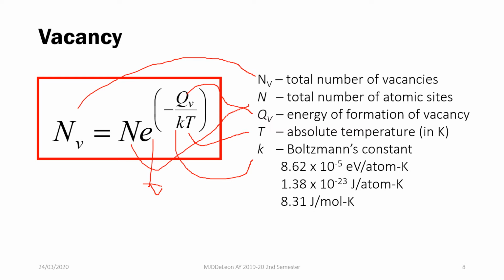You also know this Boltzmann constant in chemistry. This is your gas constant. Your gas constant is just the Boltzmann constant, but it is now expressed per mole rather than per atom. That is why you see it has 8.31 joules per mole Kelvin. This is your gas constant.